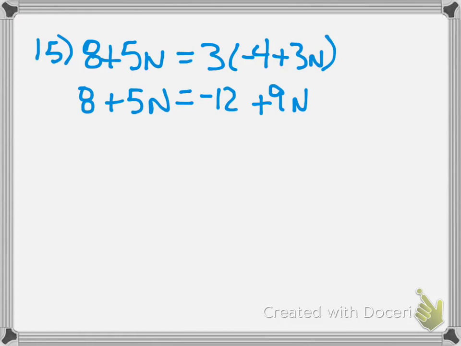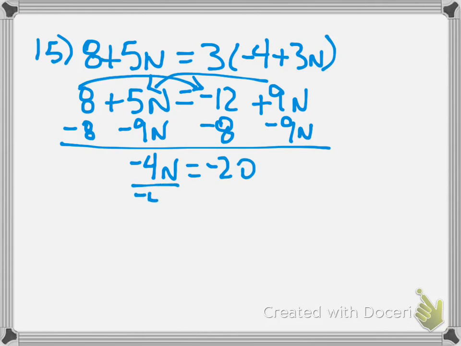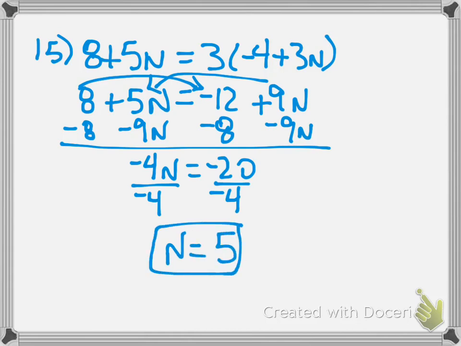I like to move variables to the left, numbers to the right. So instead of plus 9n, the opposite of that is minus. The opposite of a positive 8, minus 8. And when I do that, I get negative 4n is equal to negative 20. Divide by negative 4, and you get n is equal to 5. That's it, plain and simple, not that hard. But stick to the steps, and it makes it easy.